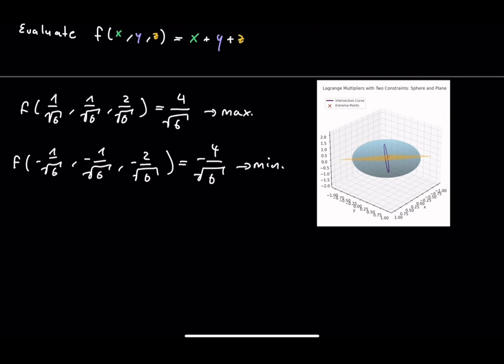So, multiple constraint Lagrange multipliers take the same elegant idea and extend it to higher dimensions. Each constraint adds its own multiplier, keeping the gradients aligned and the motion confined to the allowed region.